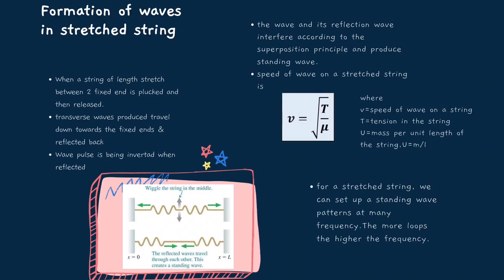The speed of the wave on a stretched string is given by v equal to square root of T over μ, where v is the speed of the wave on the string, T is the tension in the string, and μ is the mass per unit length of the string, with the formula μ equal to m over L. For a stretched string, we can set up standing wave patterns at many frequencies. The more loops, the higher the frequency.